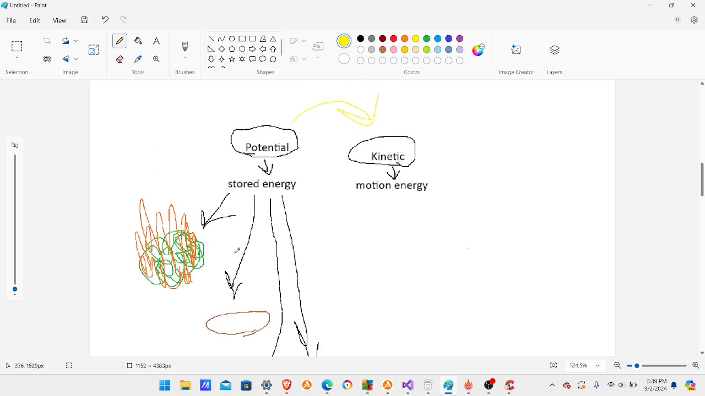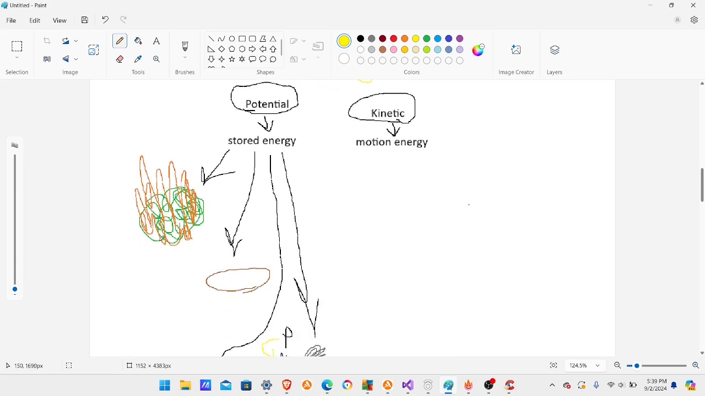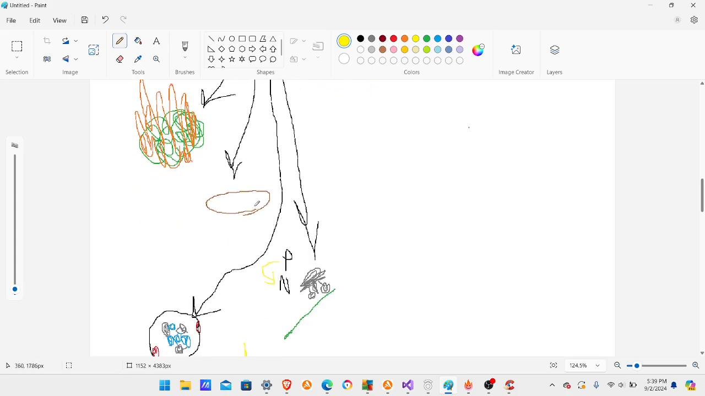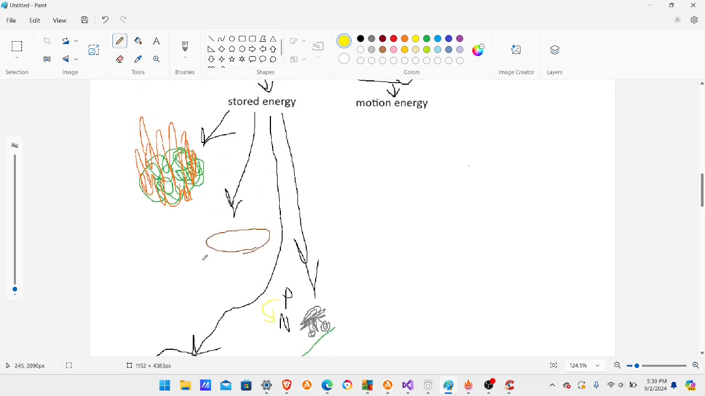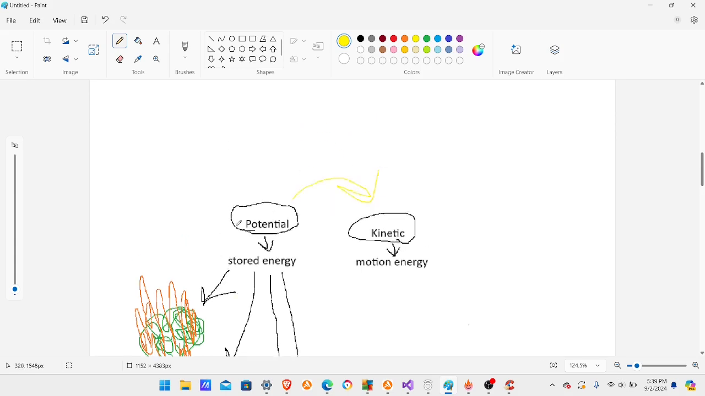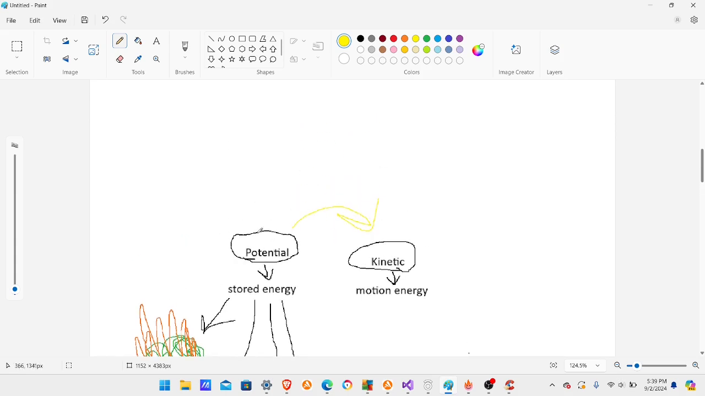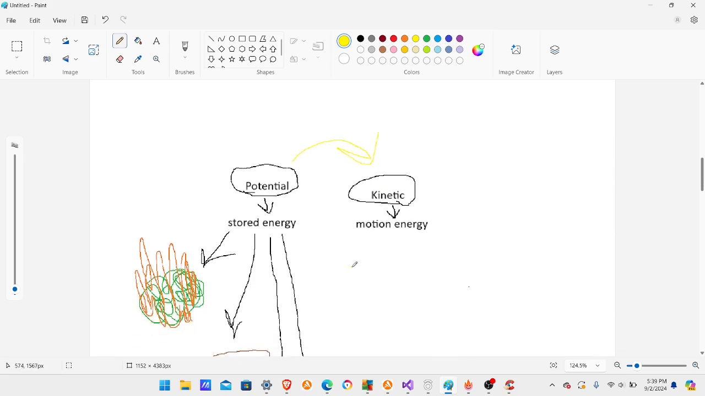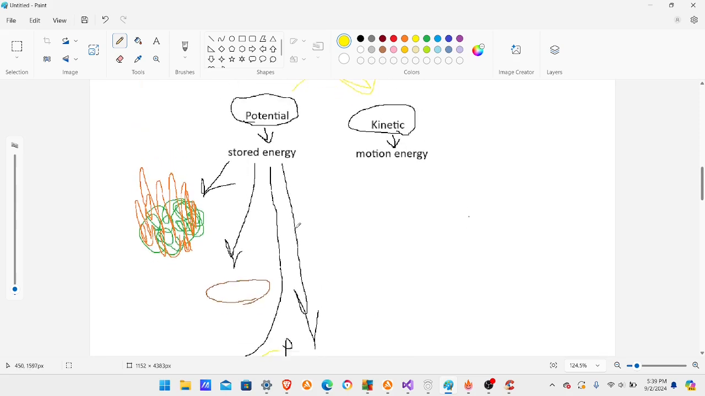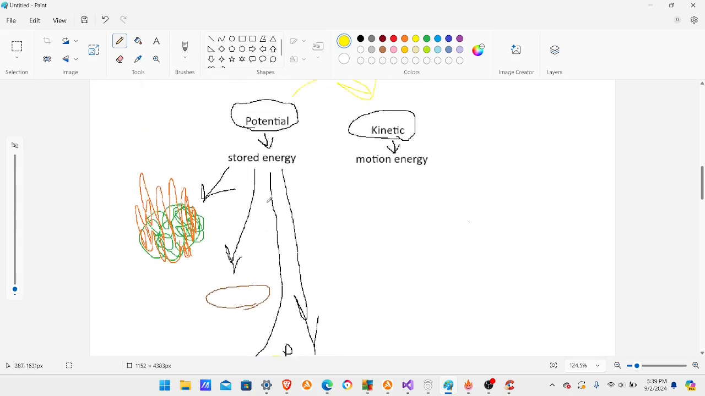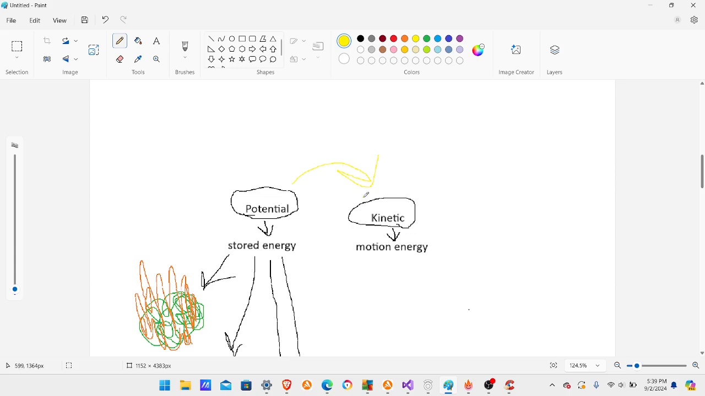So we have chemical energy, mechanical energy, gravitational energy, and nuclear energy. So now we go on to the different forms of kinetic energy. So this motion energy. When potential energy is stored, it can be converted into kinetic energy.